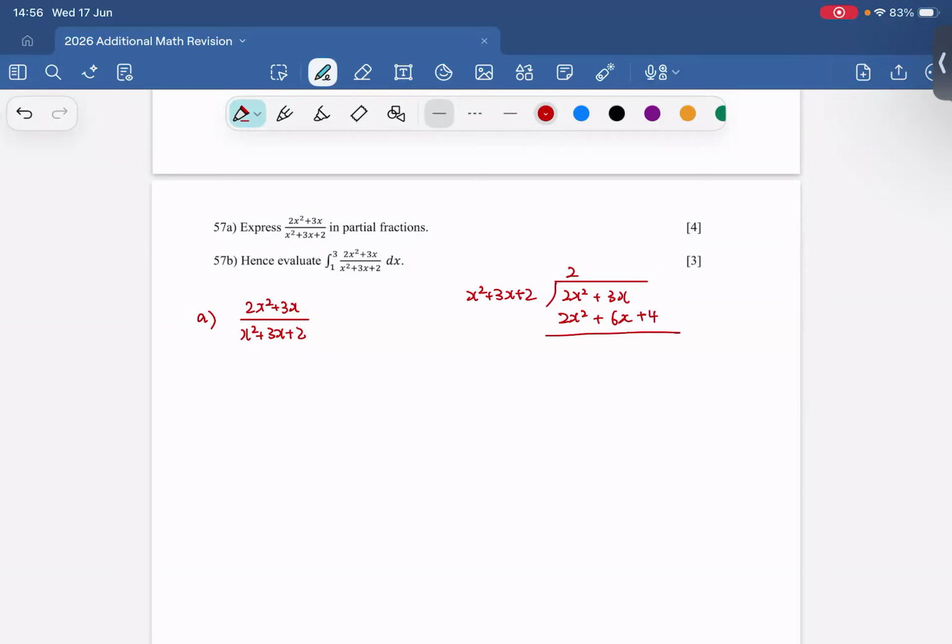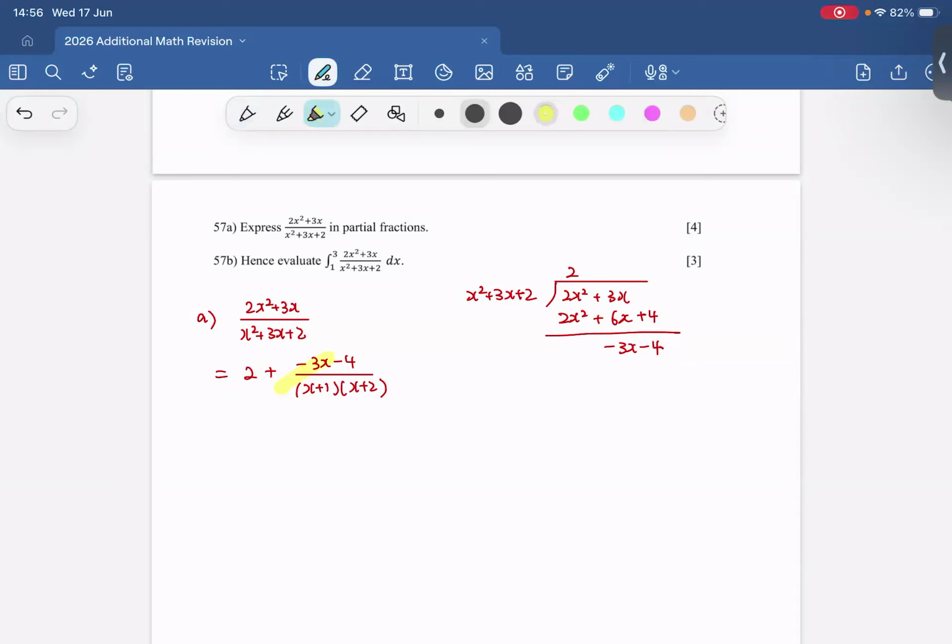Then you subtract, it becomes minus 3x minus 4. So now this fraction can be written as 2 plus. This one always put plus and put like that. Do not put the negative there. If you put the negative there, there is a likelihood you will get it wrong. At the same time, I factorize the denominator and this is what I get.